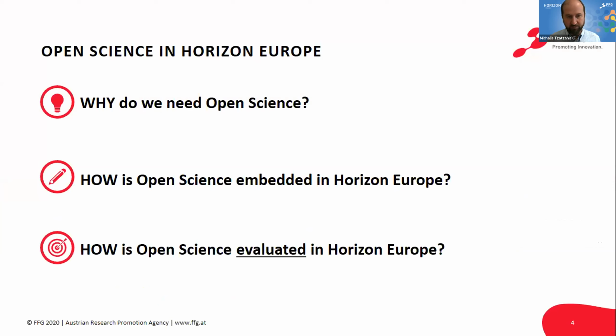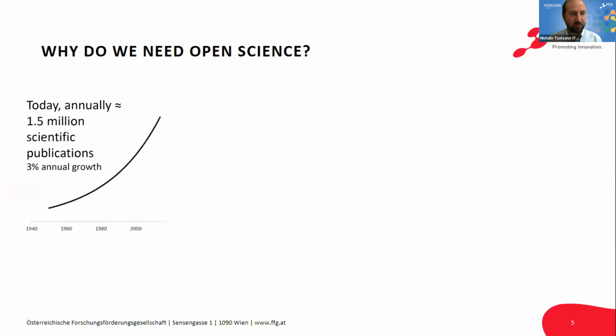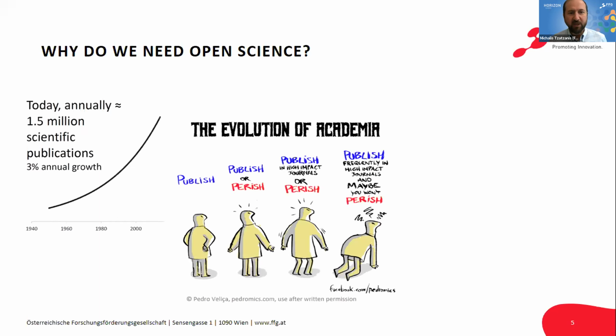So just starting with why, a couple of reasons. First of all, we are in a situation where we have more than 1.5 million scientific publications every year, with a 3% annual growth, and the graph is also a couple of years old, so we are probably even at more than 1.5 million publications a year. Who's going to read all this stuff? We are in a situation where we are at publish and perish.